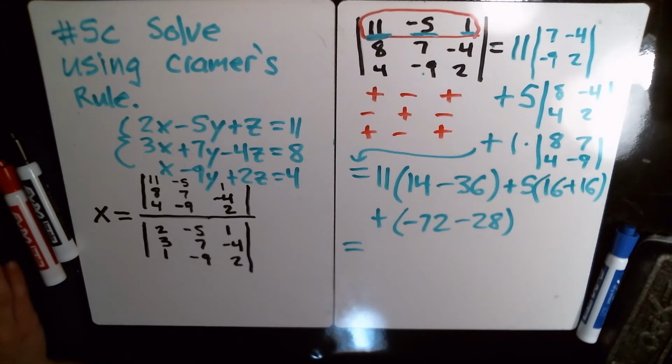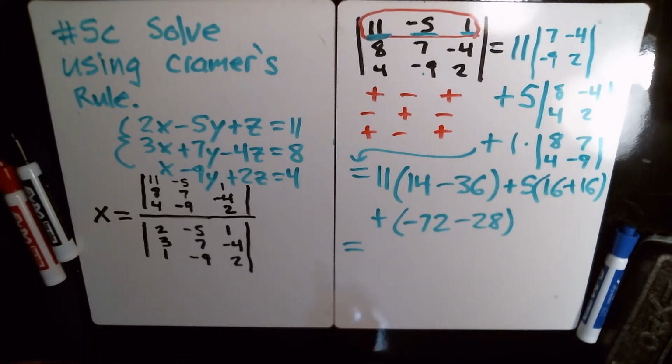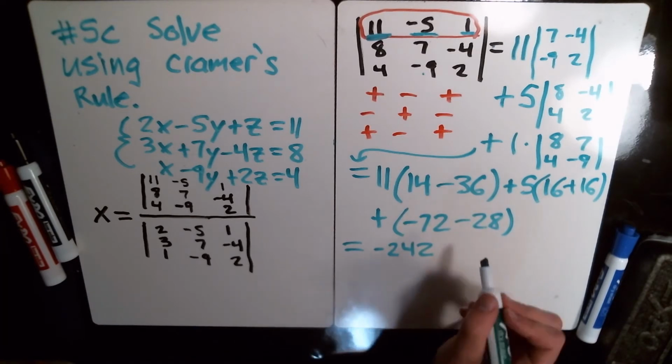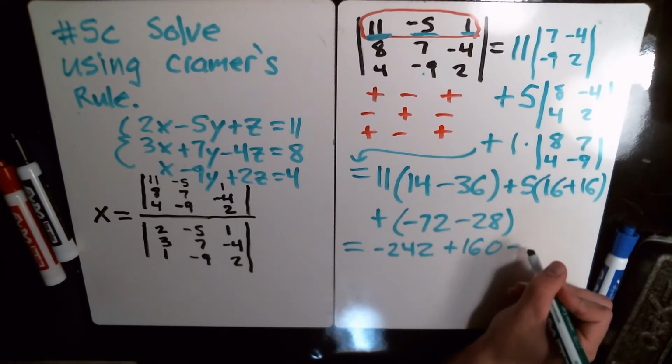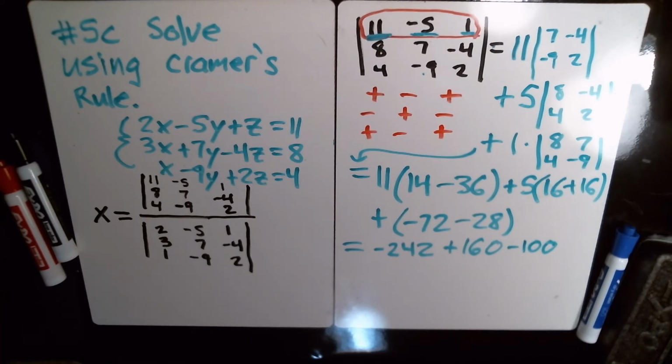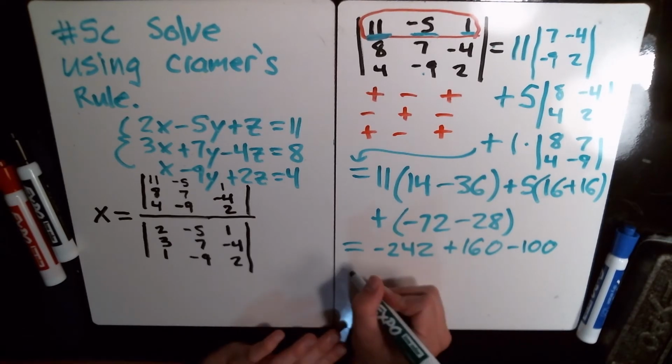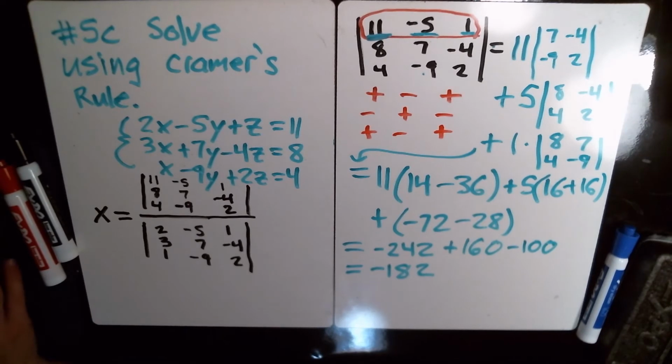I guess I probably could. 14 minus 36, and then we're going to multiply that by 11. That's negative 242. That would be 5 times 32 for the next one, 160. And then 72 plus 28, that's 100, minus 100. So negative 242, and then, yeah, so this I believe will be negative 182 if I'm not mistaken here.